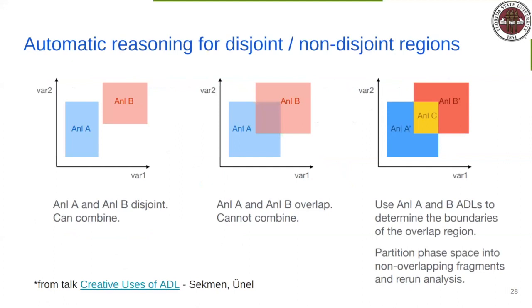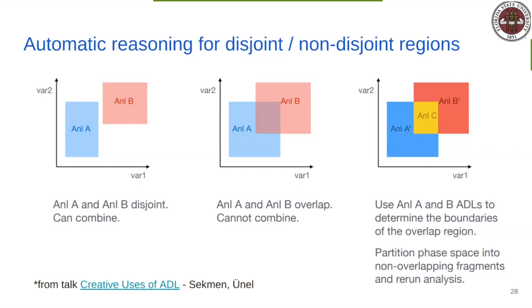So maybe Harrison can jump in here, he gives a very good impassioned explanation of why this is so important, but I'll do my best here. This problem of being able to tell whether two regions in an analysis are disjoint is very important, because if two regions are disjoint, then they can be combined into an analysis. But if there's some overlap, then those regions cannot just be directly combined for the same analysis.